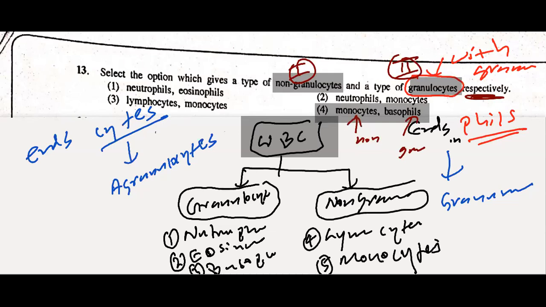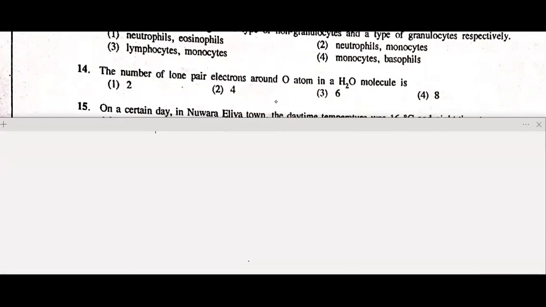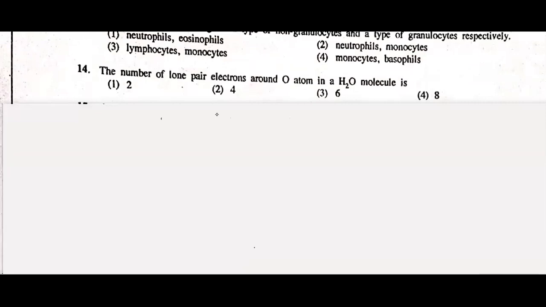Question number 14, the 14th MCQ. This is also a good question. Chemistry again: the number of lone pairs around the oxygen atom in a water molecule. Very easy question. Who can give me the answer?